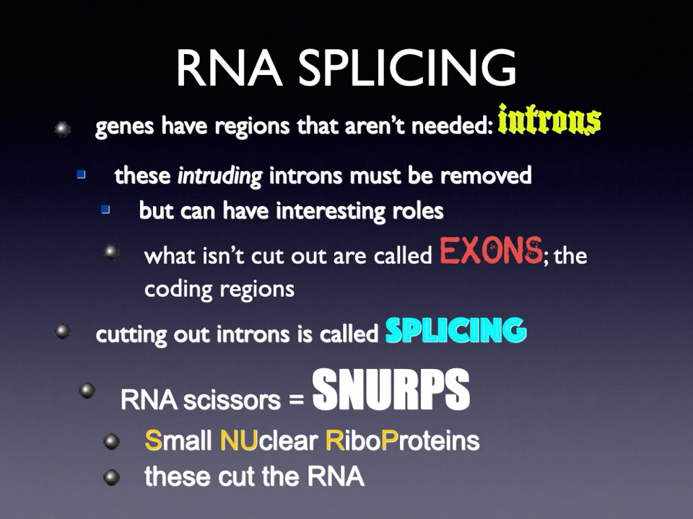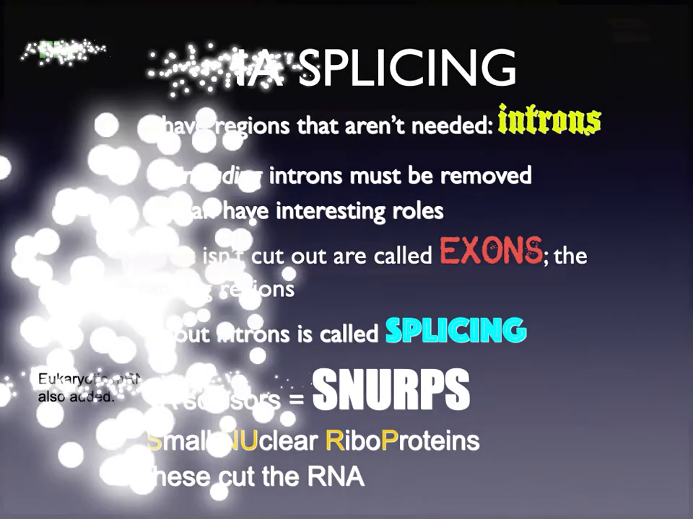Now we need splicing because we have pieces of RNA in there that we don't need. Those are intruder pieces, and they're called introns. We've got to cut those out. What we don't cut out and what's left behind are the exons, and those are the coding regions. And doing all this is called splicing. And what does it? The RNA scissors, or SNRPs, which is probably the coolest biological term.